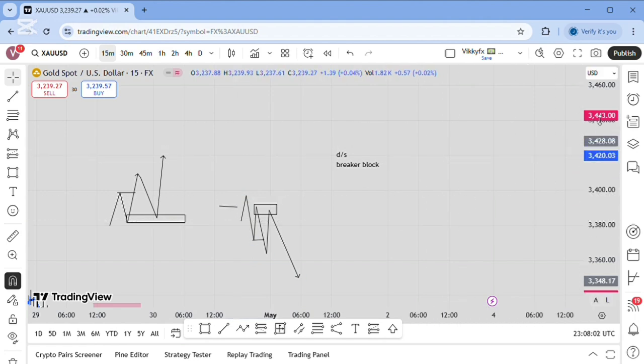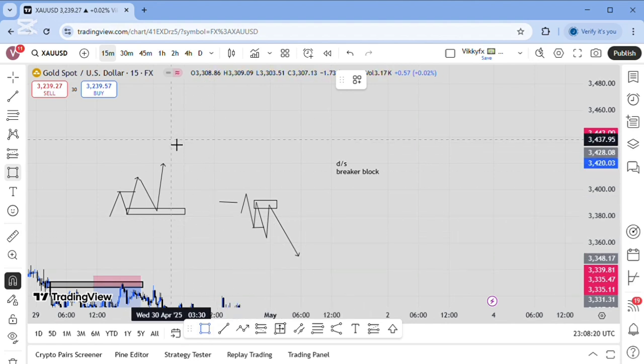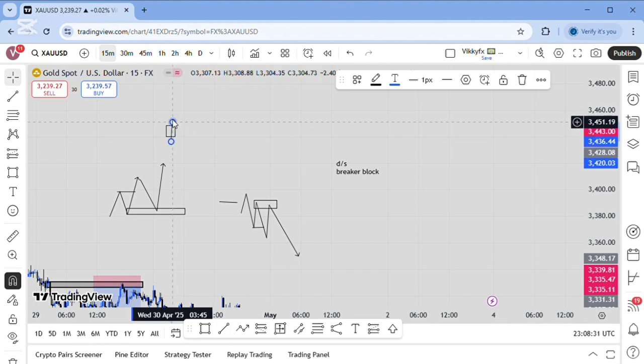So what candle are you to mark to identify your supply zone or your demand zone? What you have to know is that your demand zone is the last bearish candle. Remember, the last bearish candle, which is your last sell candle, the last sell candle before a buy candle.